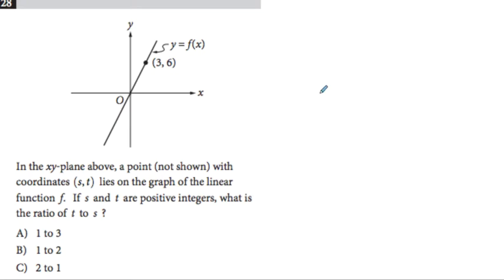Hi everyone, so today I'm going to be going over practice test 7 from the official College Board Study Guide for the SAT math calculator. Okay, so number 28, math calculator number 28 from practice test 7.